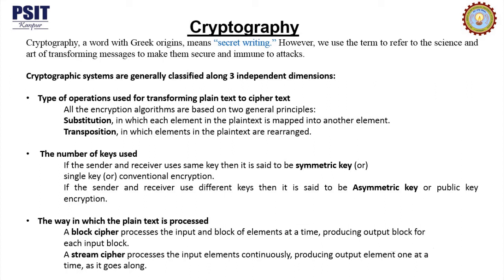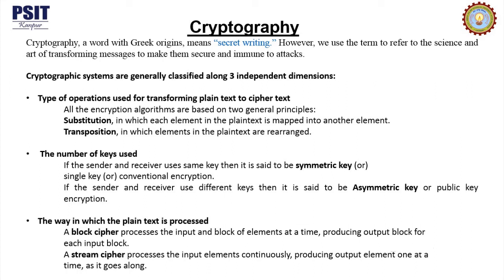Then there is another way in which the plaintext is processed, according to which we can classify the algorithms. Number one is block cipher algorithms. Block ciphers process the input one block of elements at a time, producing an output block for each input block. In a stream cipher, we process the input elements continuously, producing output elements one at a time as it goes along. With this description, you can identify the basic classification of various cryptography techniques available for the security of data.